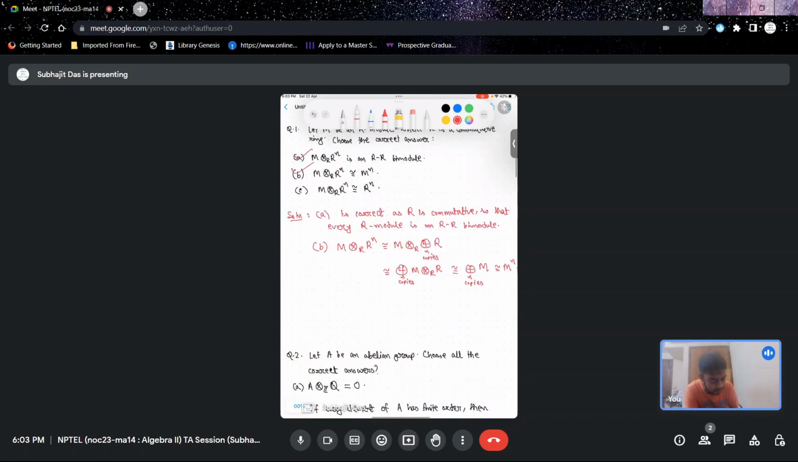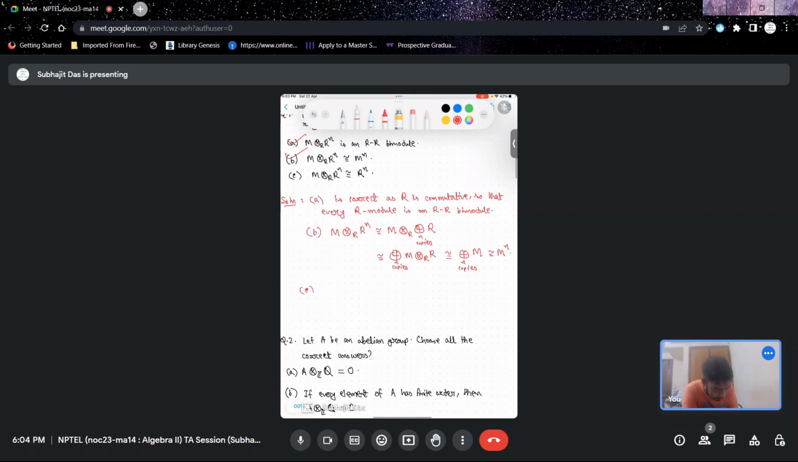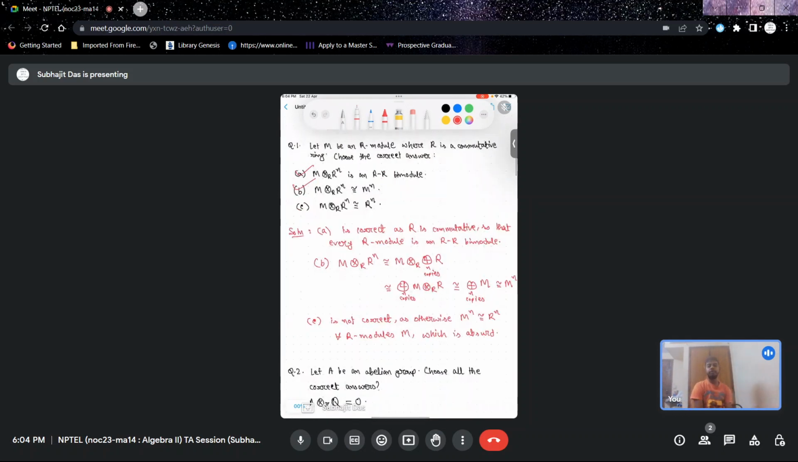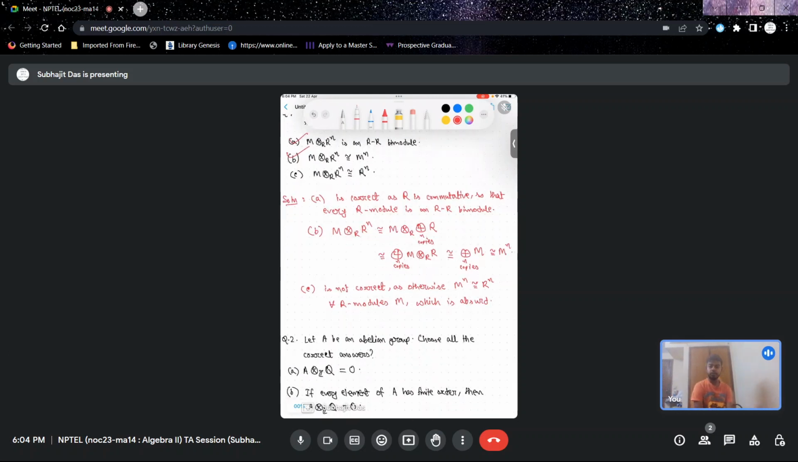So A is correct, B is correct, and option C is not correct, as otherwise, since option B is correct, M^n would be isomorphic to R^n for all R modules M, which is absurd, which is absolutely absurd. So option A is correct and option B will be correct. Nothing else will be correct. Okay, so let us move on to the next problem.